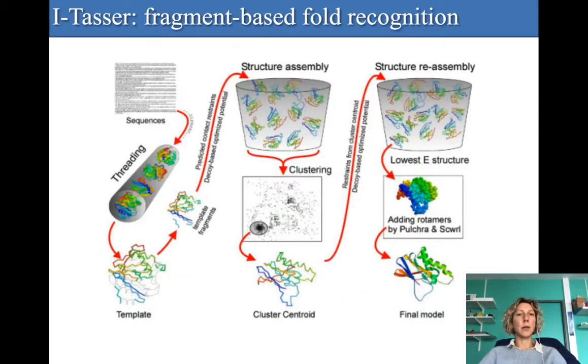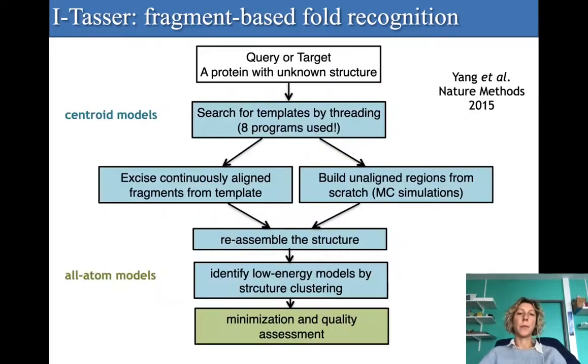So for example, I-TASSER is a popular method that does this, where you have a first structure assembly, clustering of the structures, then reassembly. So typically these methods proceed with iterative refinement procedures. So you start from the query or the target protein with unknown structure. You search for templates by threading, with programs used by I-TASSER. Then you excise continuous aligned fragments from the template and you build the unaligned regions from scratch. You reassemble the structure. You identify lower energy models, you minimize, and you assess the quality.